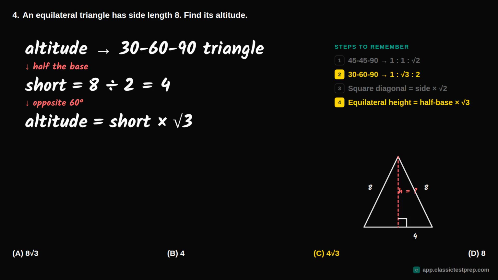But if you know the shortcut here, we know that the height is half the base times root 3. So 4 root 3 is the correct answer, and that's answer choice C.